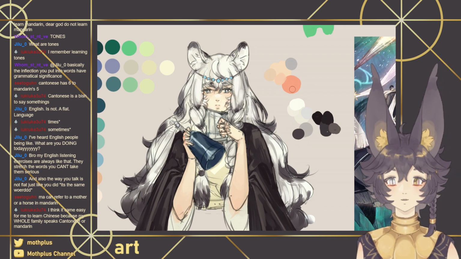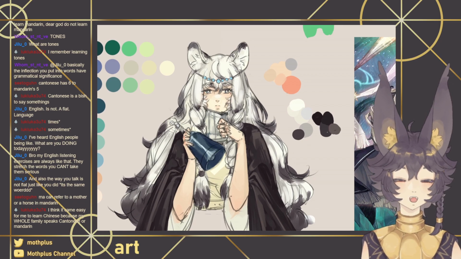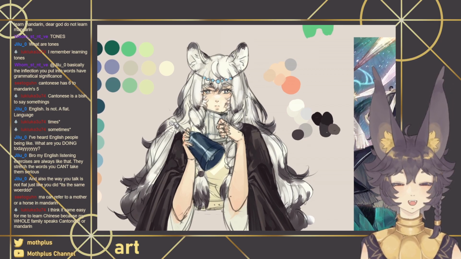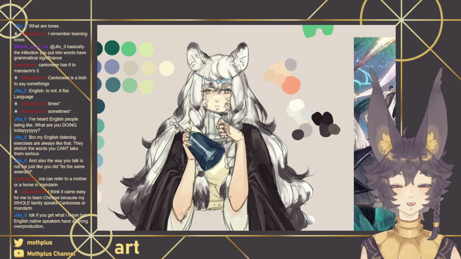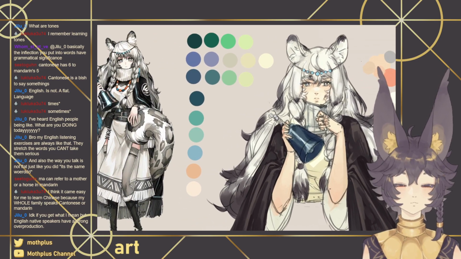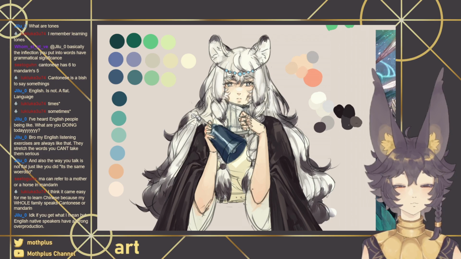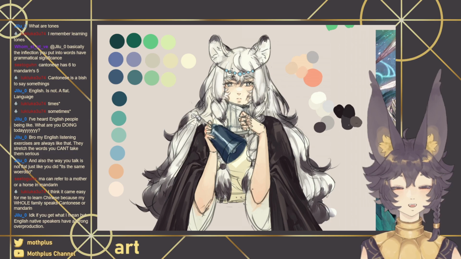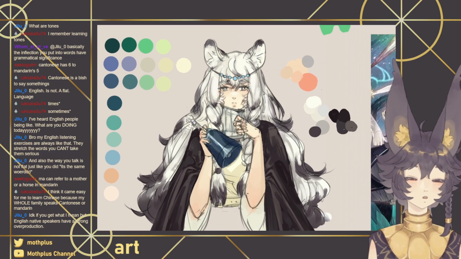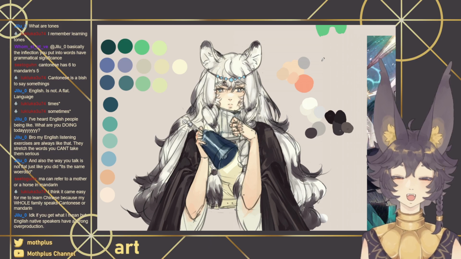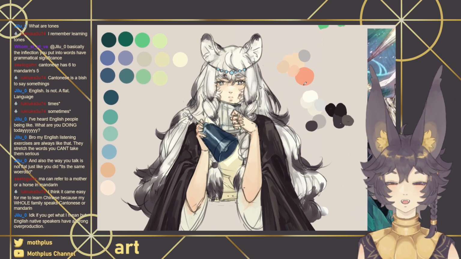I think it came easy for me to learn Chinese because my whole family speaks Cantonese or Mandarin. I mean, duh. Your first language is always easiest to learn. Like you said, you're surrounded by it. This is like the hardest language to learn for foreigners, for non-native speakers. Although when it comes to alphabet, even for native speakers, Chinese and Japanese are still the hardest. But when it comes to speaking, it's a whole different beast. I don't know if you get what I mean, but English native speakers have strong overproduction.